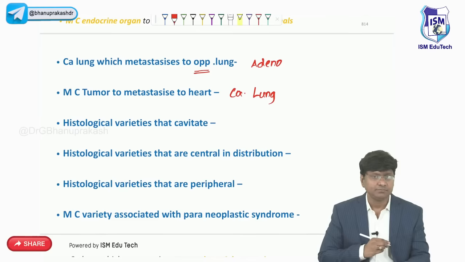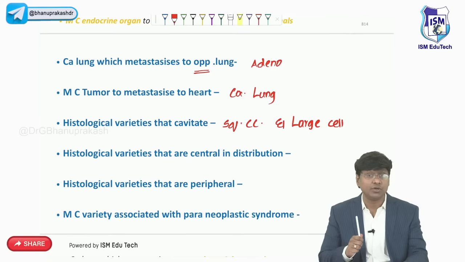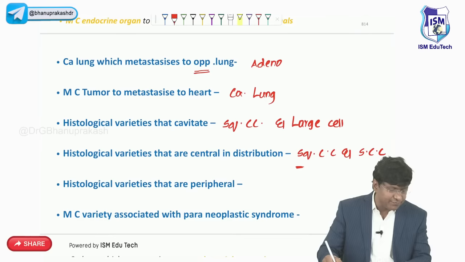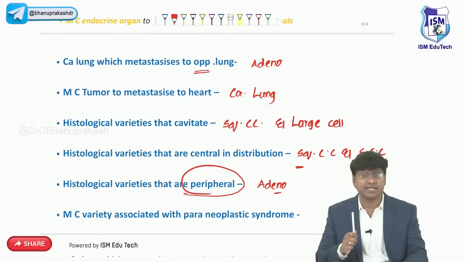And what are the bronchogenic carcinomas that will cavitate? The bronchogenic carcinomas that will cavitate are squamous cell carcinoma and as well as the large cell carcinoma. And what are the histological varieties which are central in distribution? Central in distribution are squamous cell carcinoma and as well as the small cell carcinoma. SQ stands for squamous cell carcinoma. And which is the type of bronchogenic carcinoma which has peripheral distribution? That is adenocarcinoma.